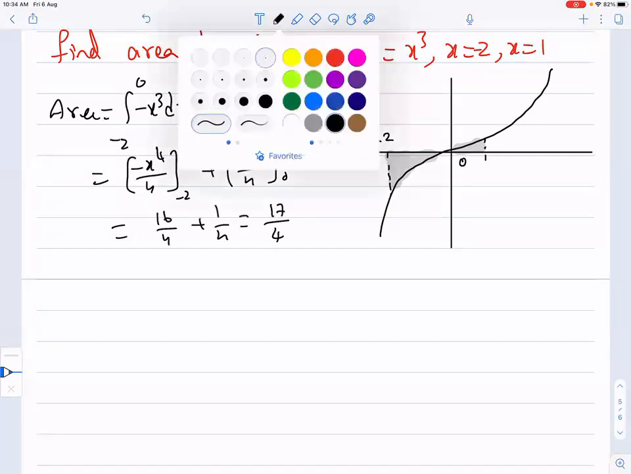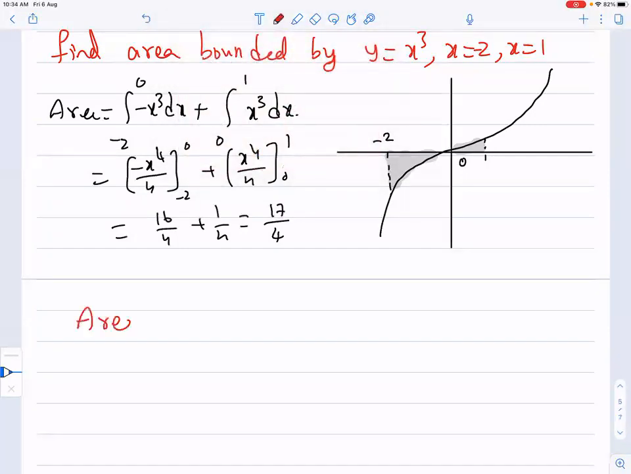Next heading is area with respect to y-axis. Integral x dy.